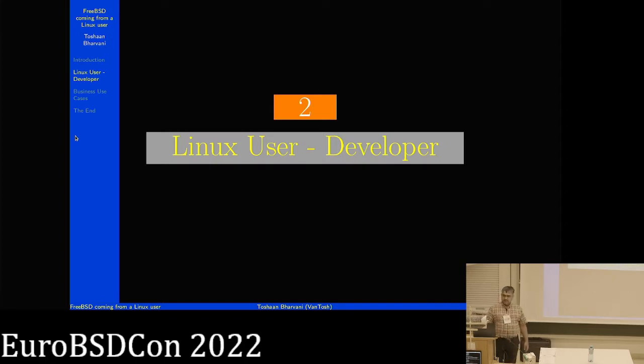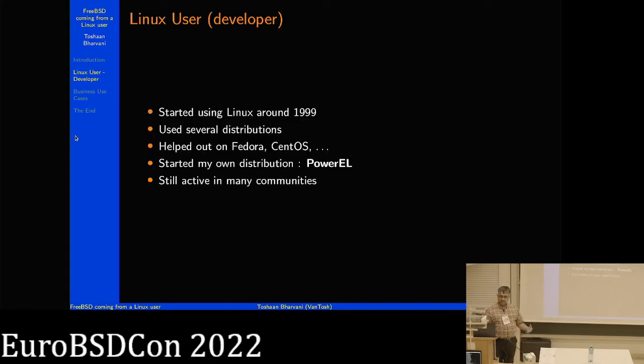So in the title, I say I'm a Linux user. Actually, I'm also a developer, because I started a long time ago. I use several distributions. I helped out in Fedora and in CentOS. I started my own distribution, and I still am quite active in communities. I've done some kernel patches. So I'm saying that I'm a user, but I've done much more than a normal user does. And from that experience, I'm also trying to understand how to become a BSD developer and help out in the BSD community. It's slightly different because of the differences in the actual operating system.